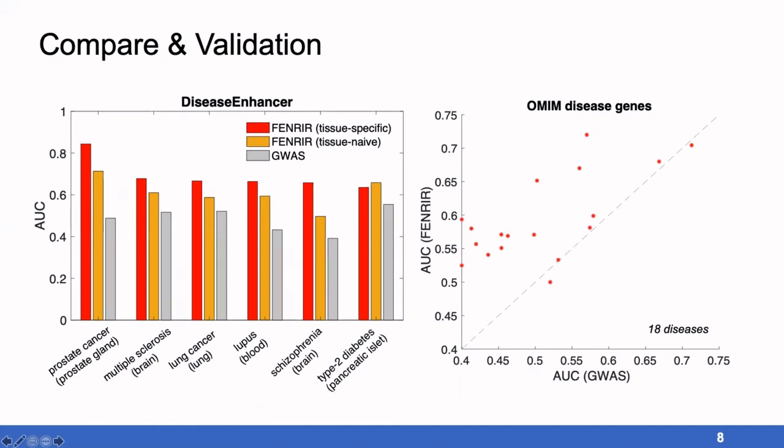So first, we compare with the database DiseaseEnhancer. It's a small paper, but it curated a list of enhancers with existing studies linked to a specific disease. And we also checked OMIM. Everybody may know this database. We checked our top predicted enhancers to see if their target genes are already labeled for a specific disease. And in both works, it seems it's better than the GWAS p-values.